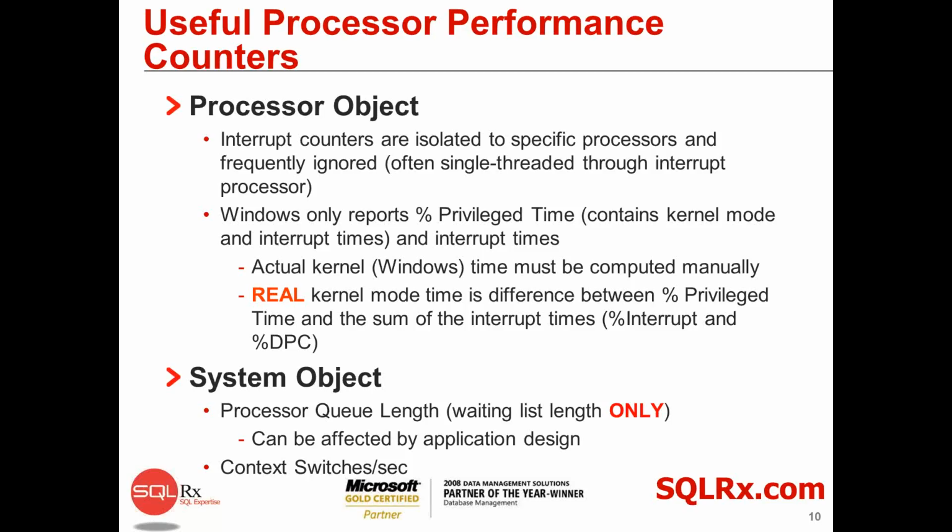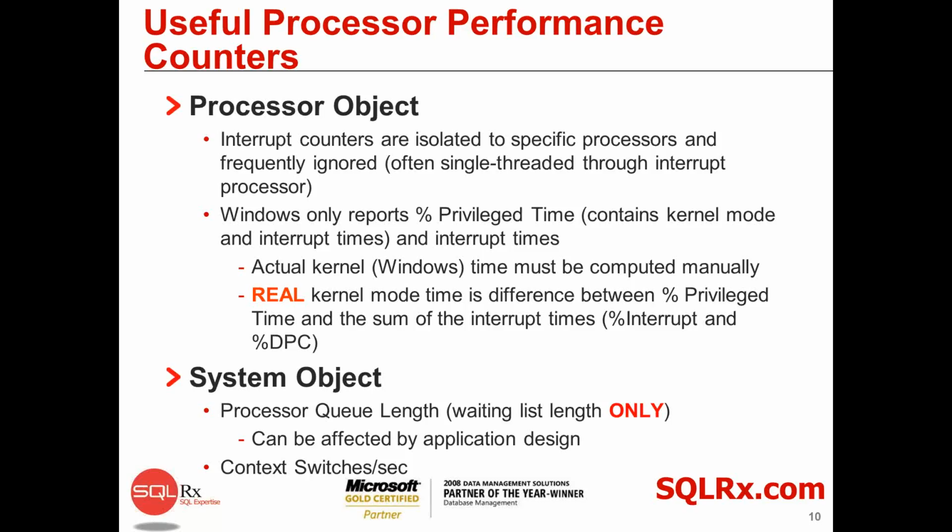The system processor queue length is a waiting list. This is affected by application design. So if you have an application that goes to sleep and then wakes up every thread it's got, and then turns around and falls asleep and then does it over again, your processor queue is going to look really awful. In reality, it's not. Sometimes the application can affect it. You have to be careful and understand. I use this more as a relative measure than an absolute measure.